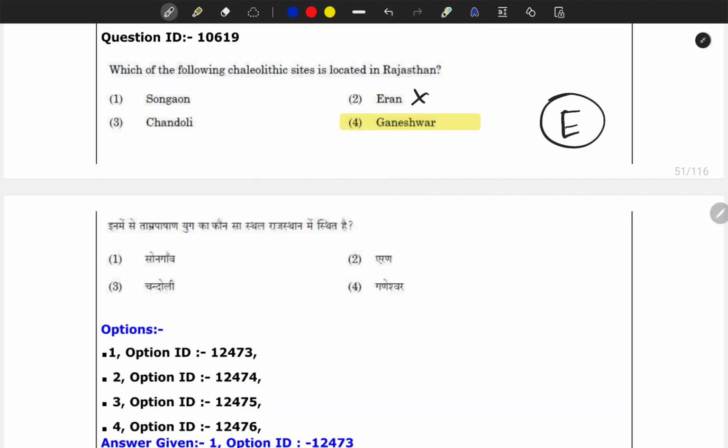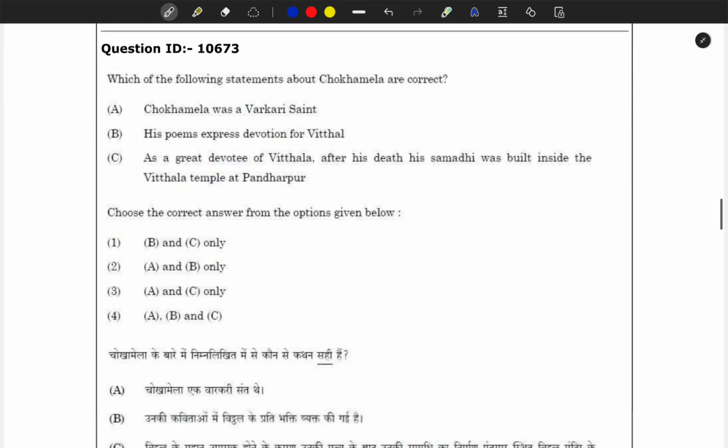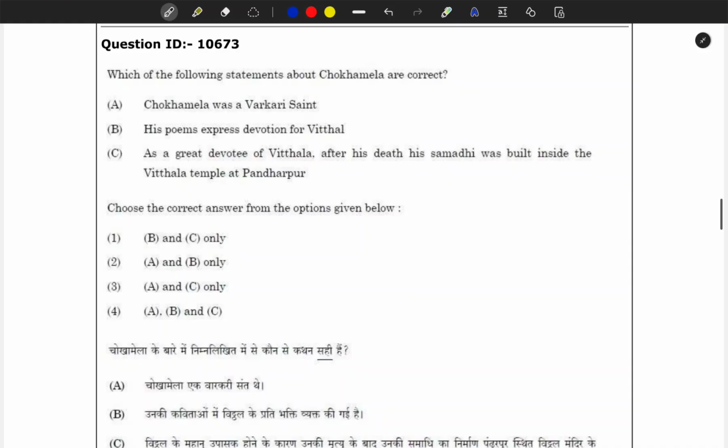Do you know where the site of Kalibangan is? You just comment down in which state the Harappan site of Kalibangan is located. This is just for the revision. And also, if you know, what are the important artifacts and evidences we got from there. Next, which of the following statements about Chokha Mela are correct?